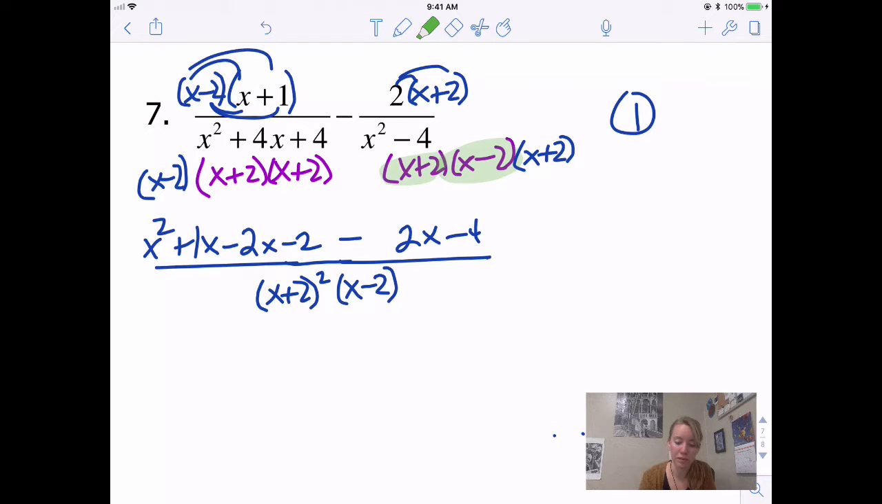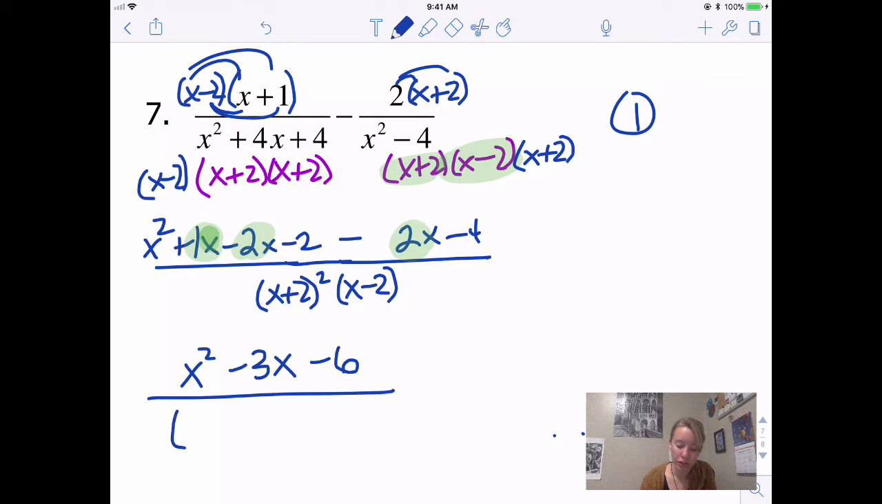Okay, combine your like terms. I definitely have 1x squared, and then I've got 1x, negative 2x, and negative 2x. So 1x minus 2x is negative 1x, minus 2x is negative 3x. And then minus 6 over x plus 2 squared x minus 2.